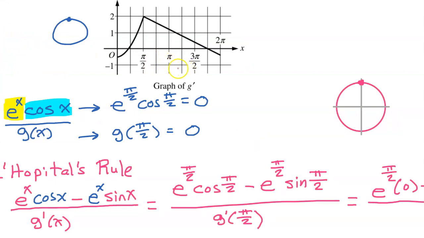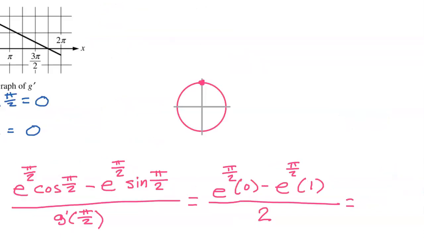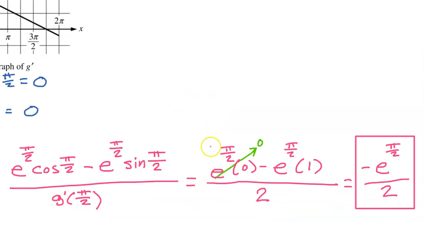Luckily, they gave us this handy-dandy graph of g prime. We can use it to evaluate g prime at pi over 2. So here's pi over 2 right here, and here is the value of g prime at pi over 2, which is 2. This term is being multiplied by 0, so it is gone. That leaves me with negative e to the pi over 2 power in the numerator and 2 in the denominator. So that's it. This is the limit.